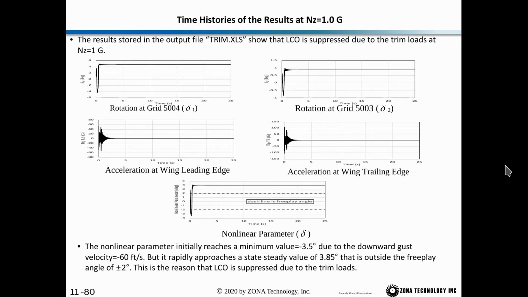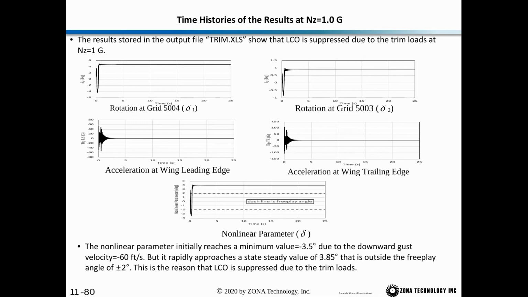So now if we run the analysis and look at the results, we can see that the rotation at grid 5004, which is delta 1, is shown here, grid 5003, which is delta 2, is shown here. This is the acceleration at the wing leading edge, acceleration at the wing trailing edge, and our nonlinear parameter delta. So you can see when the gust hits the aircraft, our nonlinear parameter delta travels through the free play region and then stays outside the free play region after the gust stops.